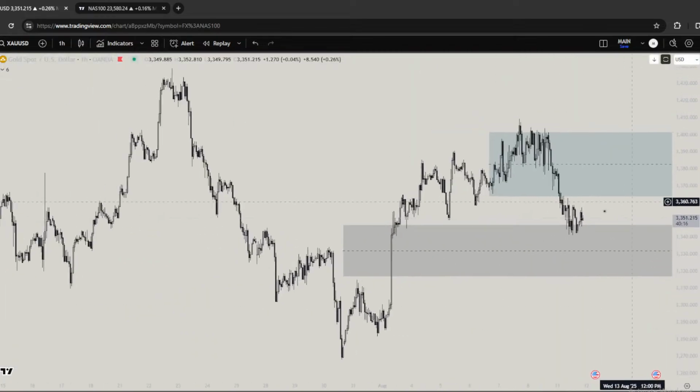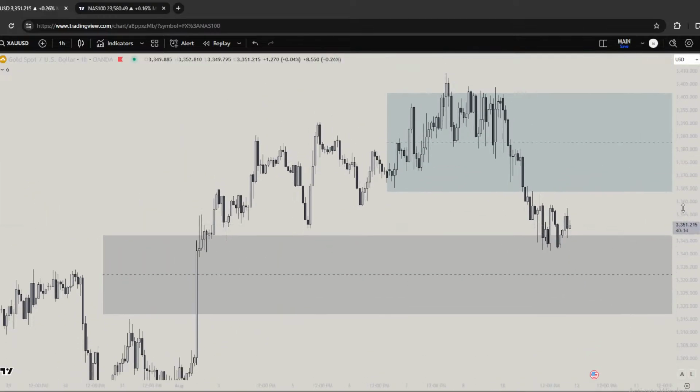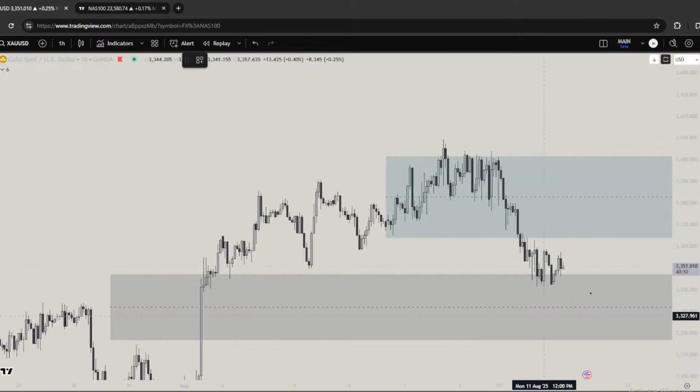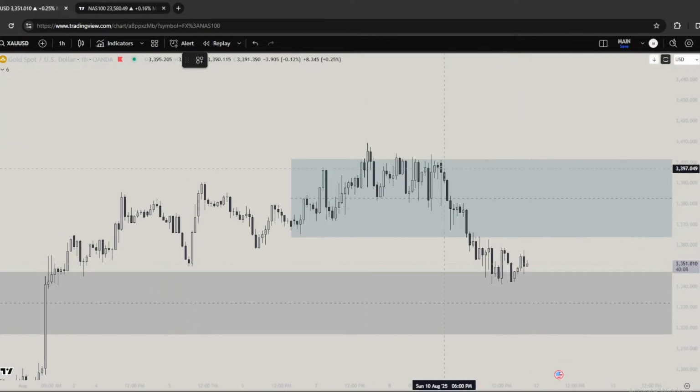But if we long all the way up there, then that can go all the way back up to the 4.